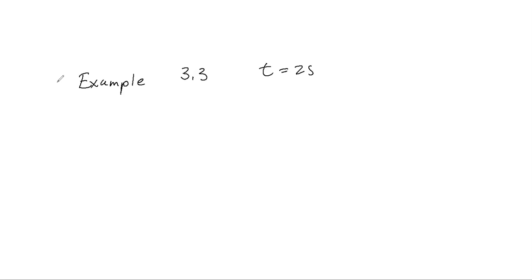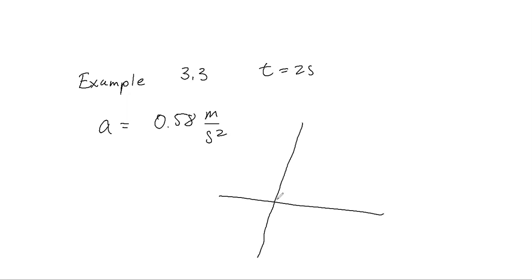From example 3.2, the particle has an acceleration. We know the magnitude A equals 0.58 meters per second squared. And we knew it was in the third quadrant. It had an angle of negative 31, so this is going to be 31. So this is going to be 180 minus 31, 149.